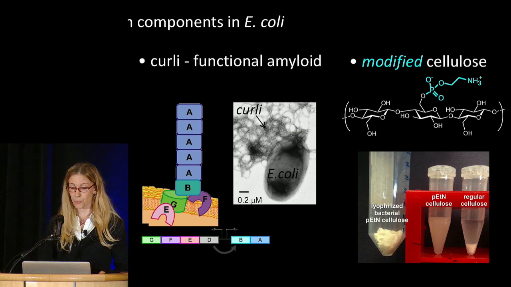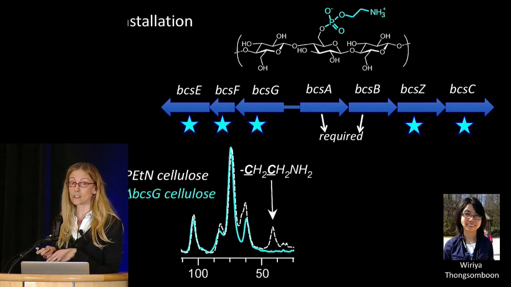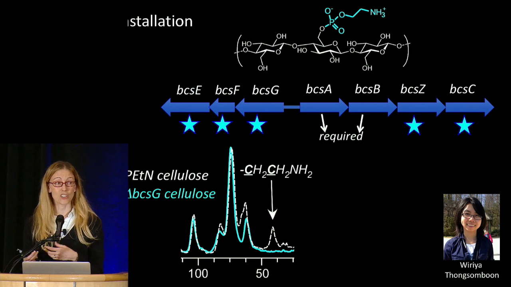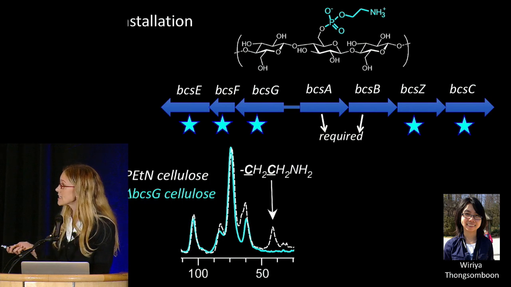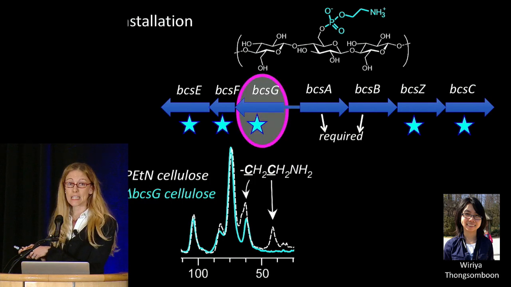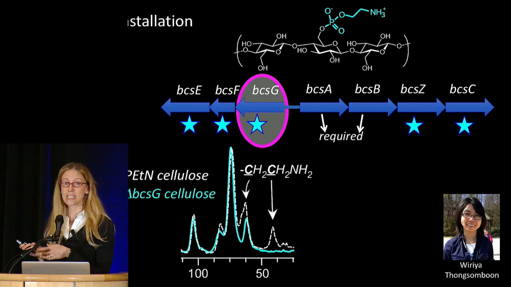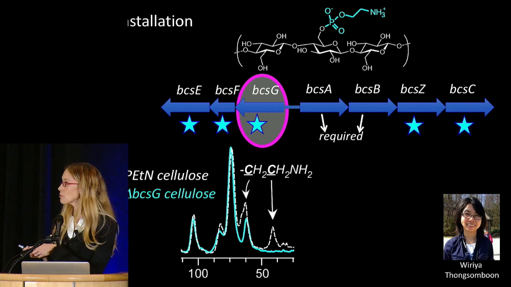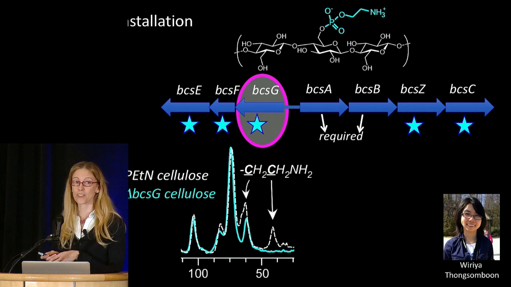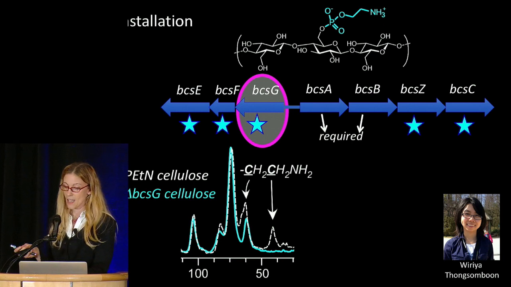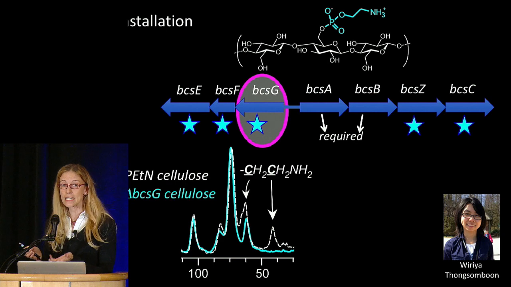And so then, of course, our pressing question was what gene or genes could install this modification that would be required to then enable the transformation of this kind of approach into plants. And we targeted some putative genes and ascribed function to a previously unknown enzyme of unknown function. This BCSG gene encodes an enzyme which is a phosphoethanolamine transferase. And so now we have the identification of the gene to potentially bring into plant species.